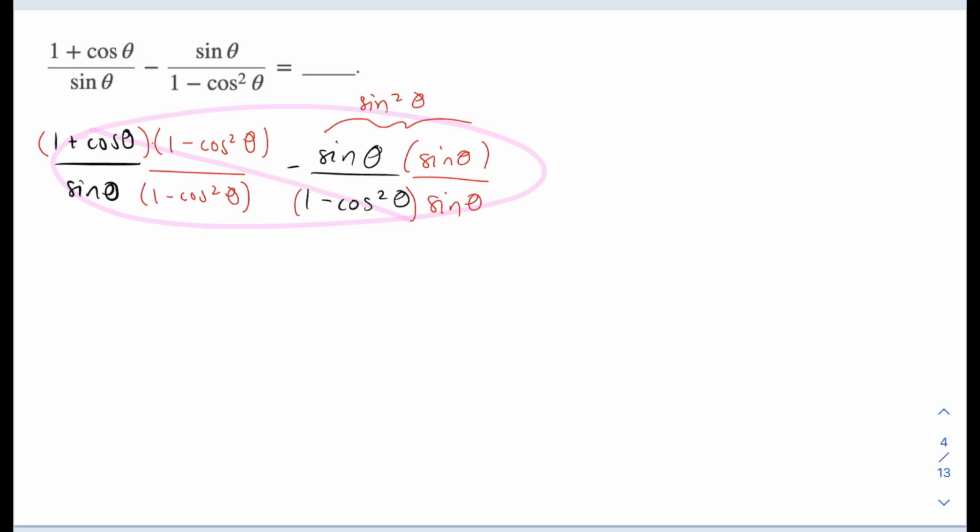Okay, so now my method is going to be, oh, I see a cosine squared and a 1 floating around. That rings bells for me that I need to use the Pythagorean identity. That tells me, hey, you should use the Pythagorean identity or try to use it, right? It's not necessarily always going to work, but it is worth a try.